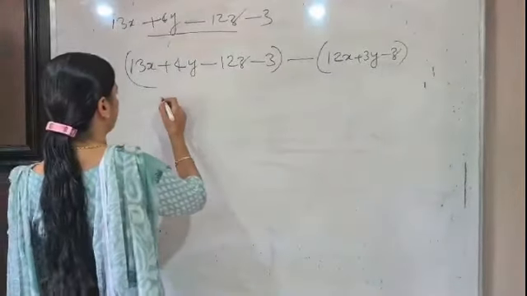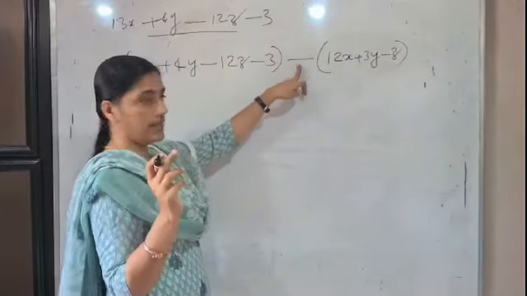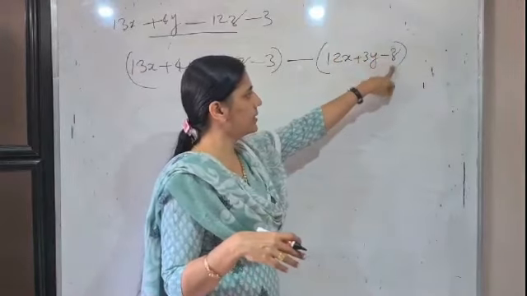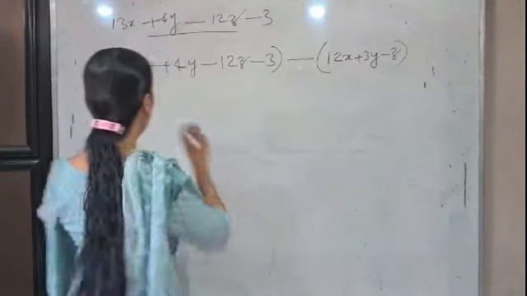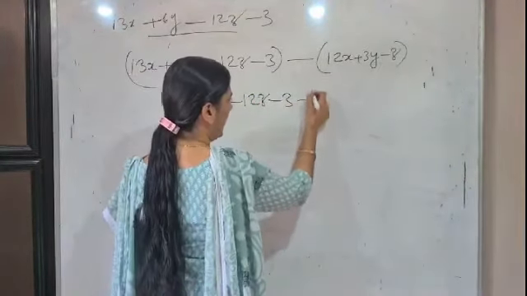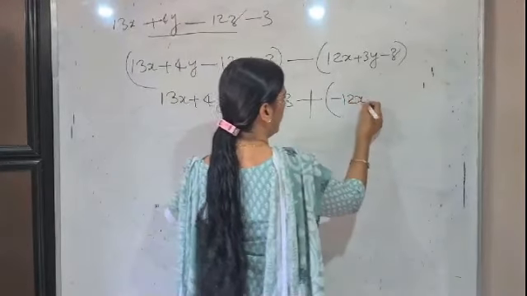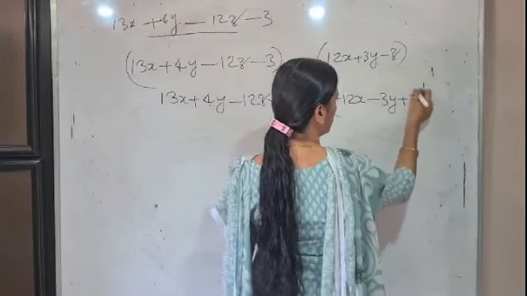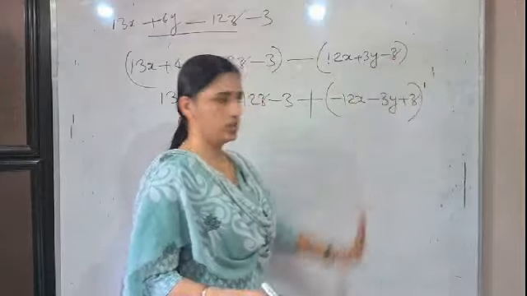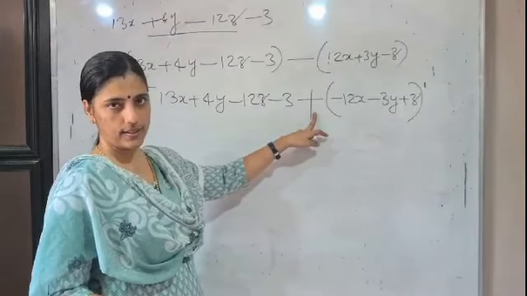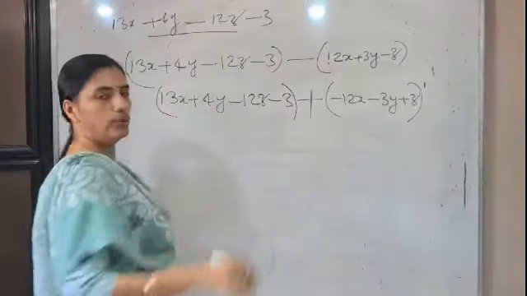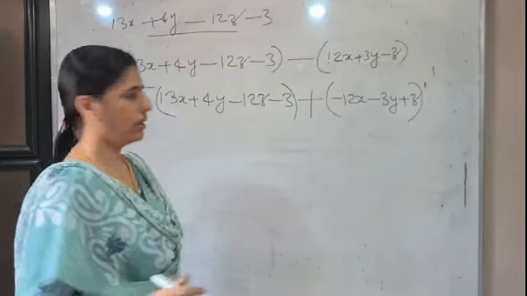No. Before that, if it is minus, next step you will make this minus as plus, then all the signs inside the bracket will change. Okay, 13x plus 4y minus 12z minus 3 plus negative 12x negative 3y plus z. This I changed, this also I changed, this also I changed. Since this minus became plus. That is the rule of the subtraction. Now you do, if you want you keep the bracket.